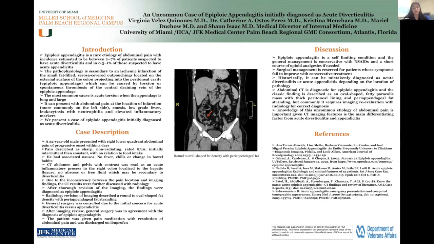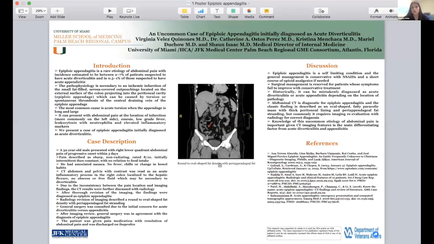On revision of the imaging, they described a round to oval fat-density lesion with periappendageal fat stranding, which we can see on the imaging right there with the arrow. General surgery had already been consulted because we thought it was diverticulitis versus appendicitis. They also came to review the imaging and agreed this is epiploic appendagitis. We gave him ibuprofen, and the pain completely resolved.